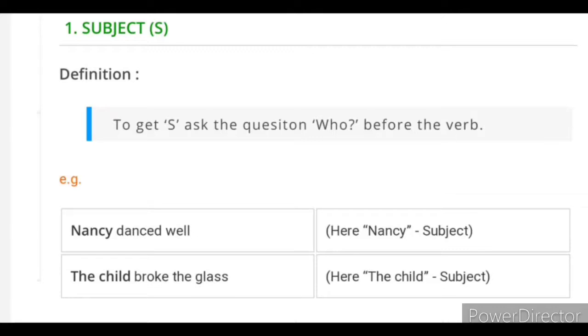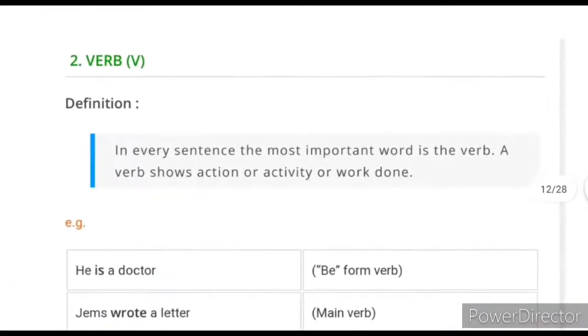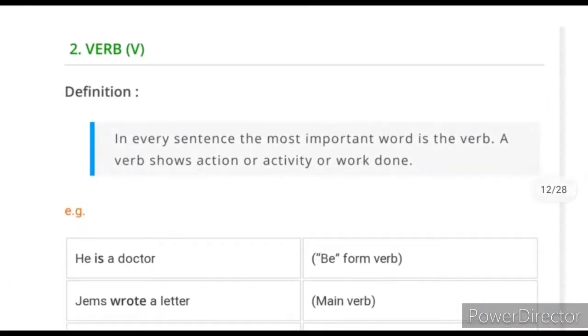So next let us see what is verb. We are very familiar with the verb because we have seen it from childhood. Okay, what is verb? Verbs are all action words. For example, run, jump, listen, read, swim, write. Okay, so now let us see how to mark the verb.